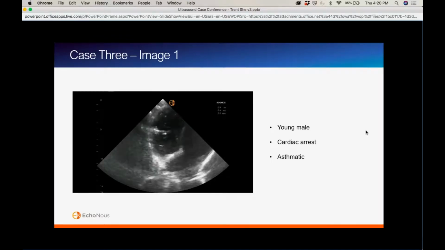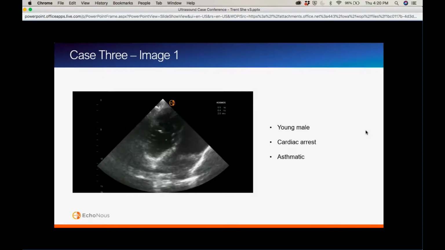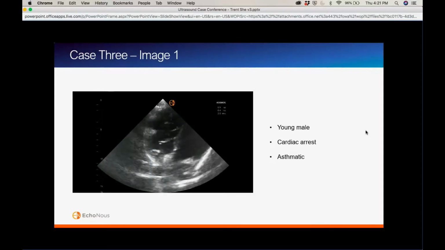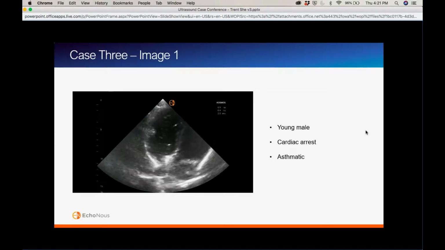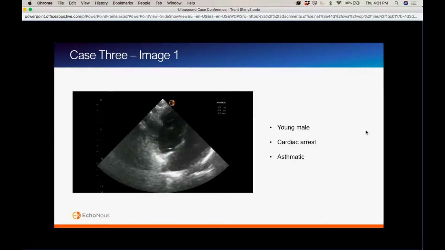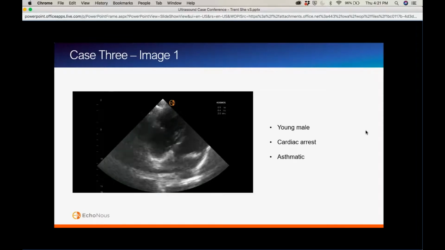So this was during our initial pulse check, and we see here what looks to be a perfusing heart. When we saw this image, I was like, hey, there probably should be a pulse with this ultrasound image, and it turns out the patient was perfusing at that time and did indeed have a pulse, and we got ROSC.